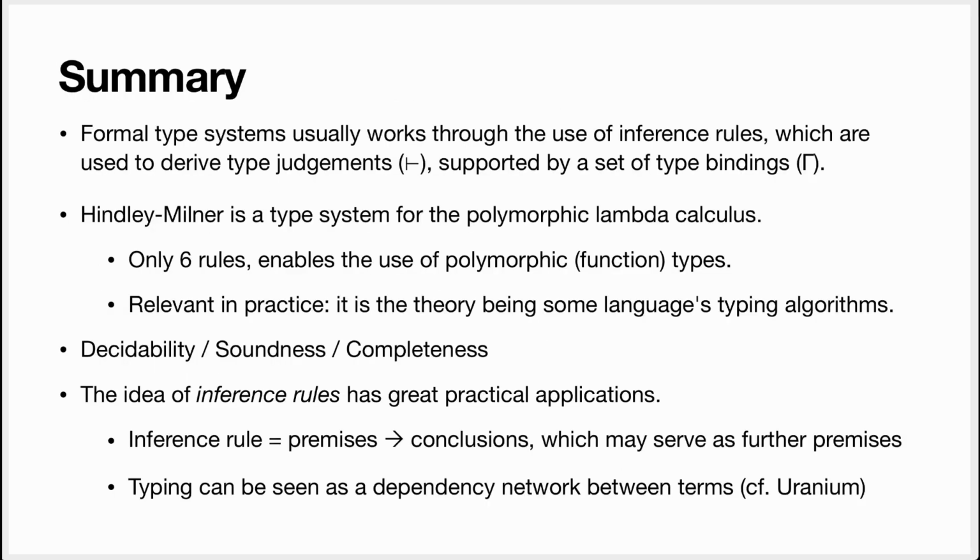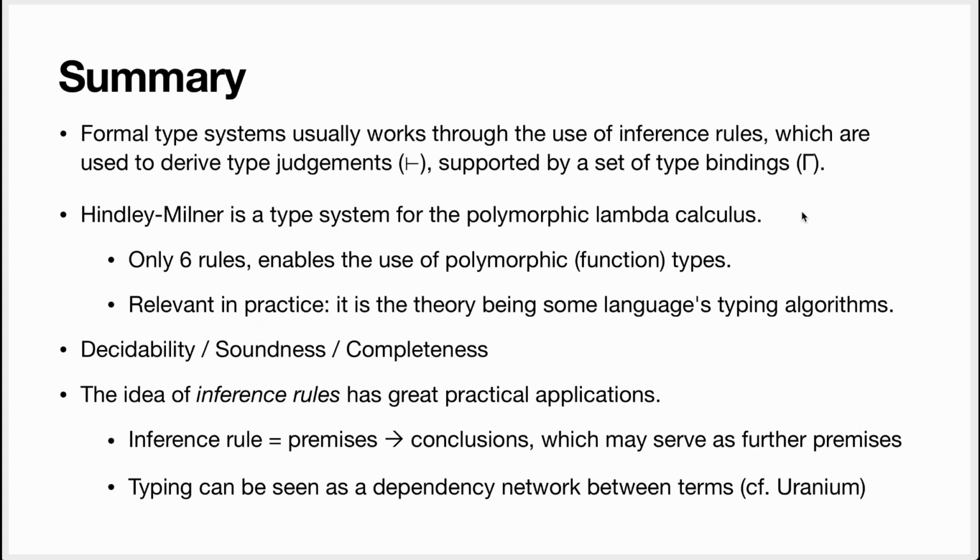So what have we learned in this video? Formal type systems usually work through the use of inference rules, which are used to derive type judgments supported by a set of type bindings. And we use these type bindings to make assumptions on types, which can then be used to derive more type judgments. Hindley-Milner, in particular, is a type system for the polymorphic lambda calculus. It only has 6 inference rules, and they enable the use of polymorphic types, in particular polymorphic function types.